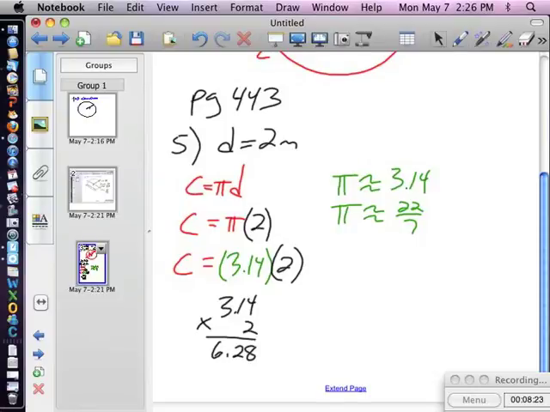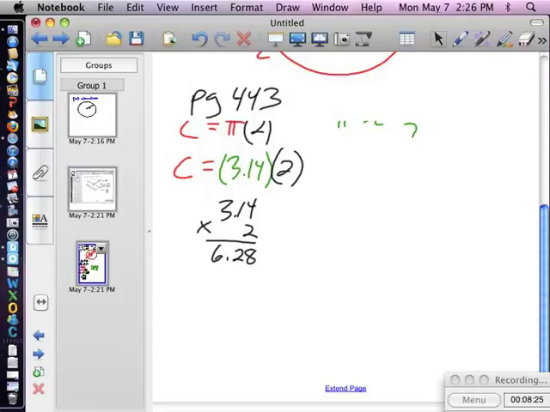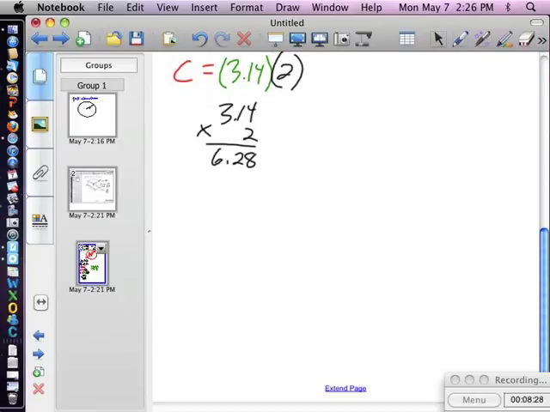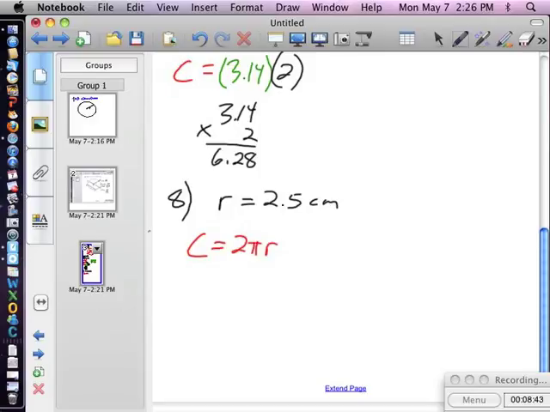Now if we move on to number 8, we're given a radius. So we have r equals 2.5 centimeters. In this case, we can just use c equals 2 pi r because we're given the radius. So c is going to equal 2 times 3.14 times r, which is given as 2.5 centimeters.